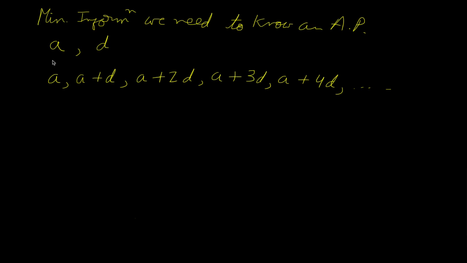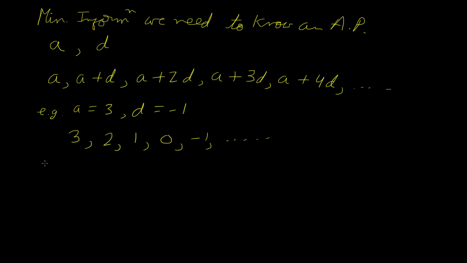So this is sufficient information: if we know the first term and the common difference. For example, let's say I give you A as 3 and D as -1. Then we start with 3, 3 minus 1 is 2, 2 minus 1 is 1, 1 minus 1 is 0, then -1, and so on. You can think of many such examples.